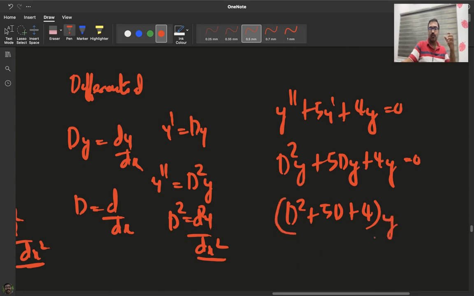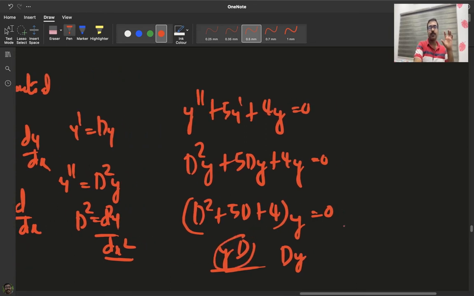It is actually 'of y' because this is an operator, so there is no meaning for D squared by itself; it will always have to operate on something. So we will call this (D squared plus 5D plus 4) of y, because D is an operator. We can't simply say y of D. This has no meaning. It will have meaning only if it is of the form D of y. Y of D, yD, has no meaning.